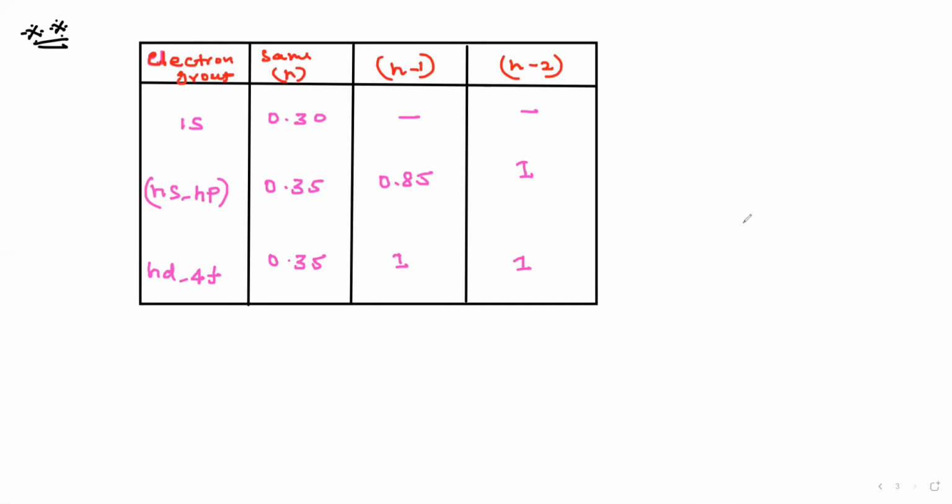Now we are going to find out the Z effective using what? Using the Slater rule. Okay, see the first question. Listen, question number 1. Find the effective nuclear charge of Cl.